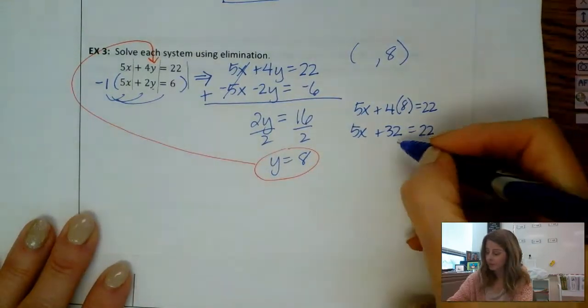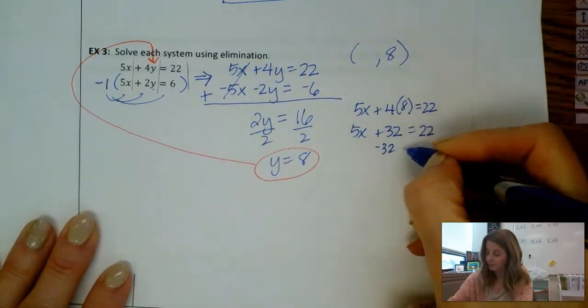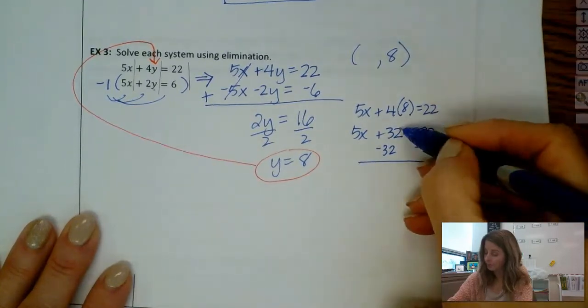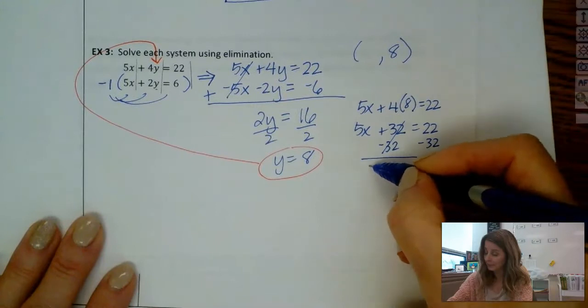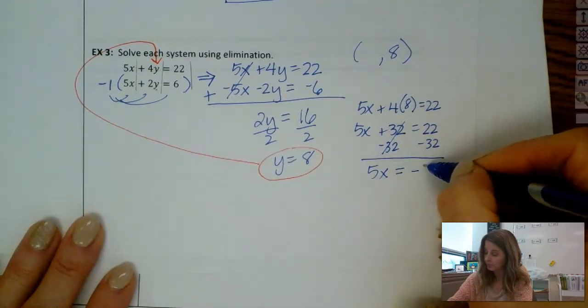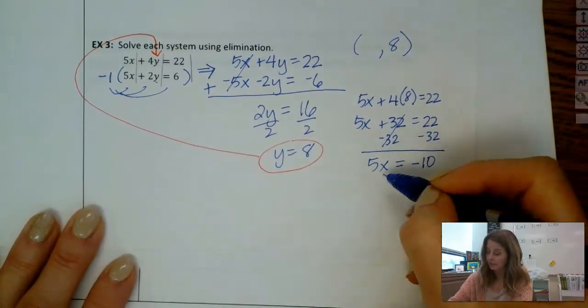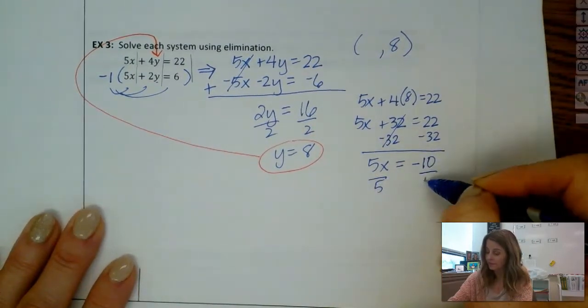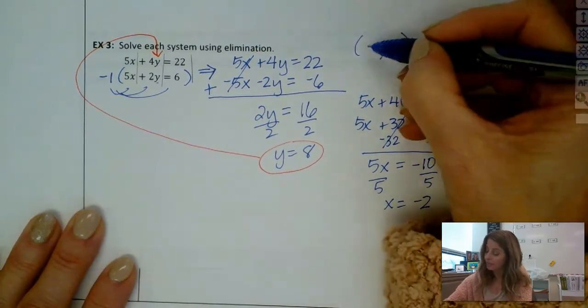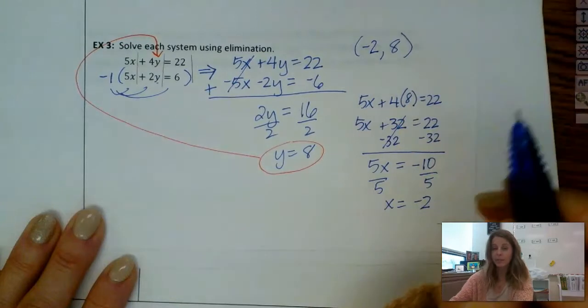Let's move the 32 over. So take away 32, take away 32. So 32 minus 32 is 0. So 5x equals 22 minus 32, which is -10. And then divide by 5, divide by 5. X equals -2. So bring that -2 up here.